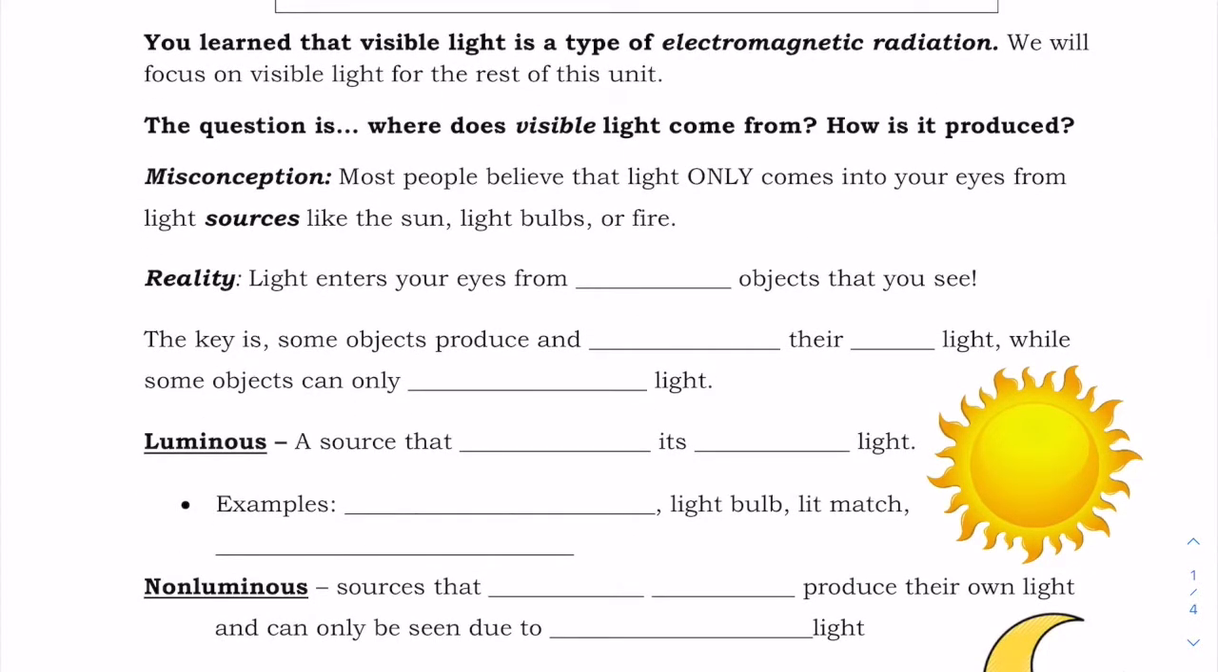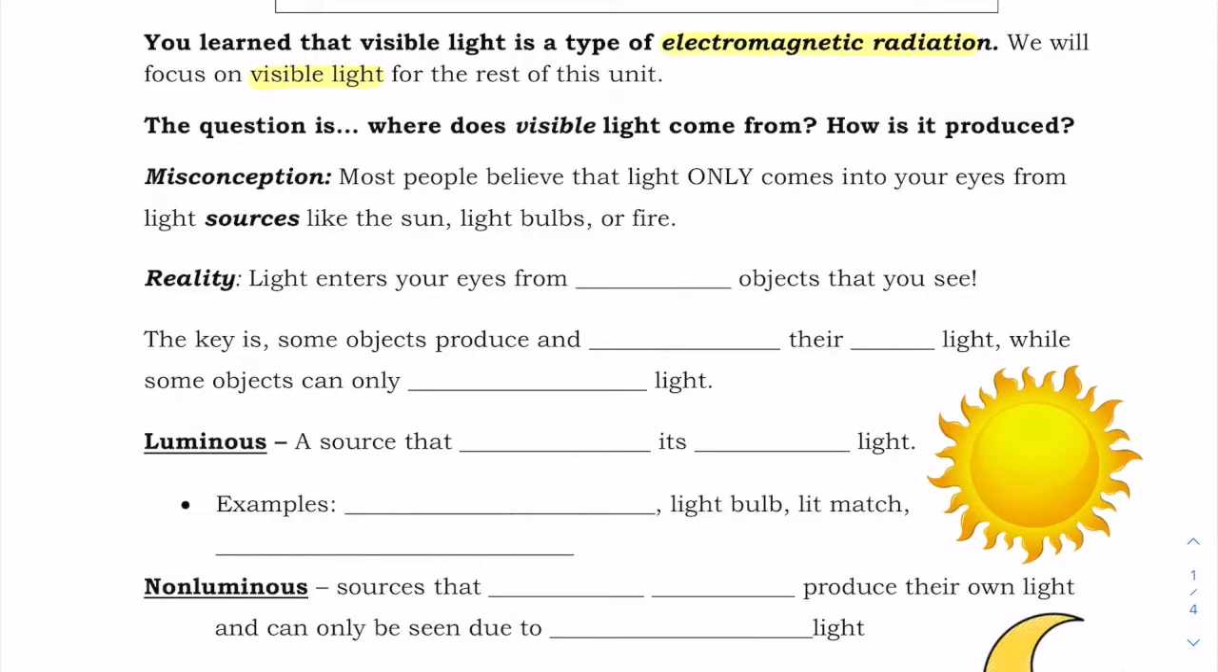Last lesson, we learned that light is a type of electromagnetic radiation, which consisted of a wide variety of types of light. For example, radio waves, microwaves, X-rays, gamma rays, etc. For the rest of the unit, we're going to focus on visible light. So, have you ever thought about where light comes from or how it's produced?